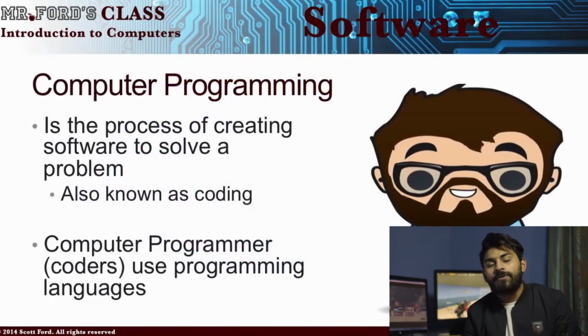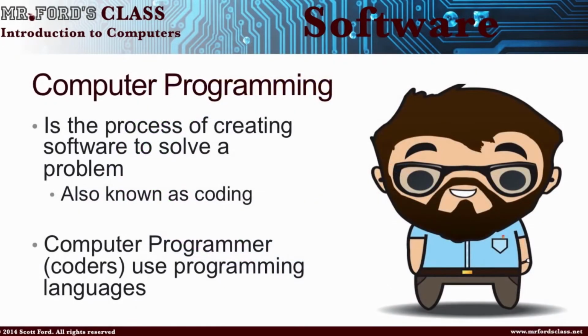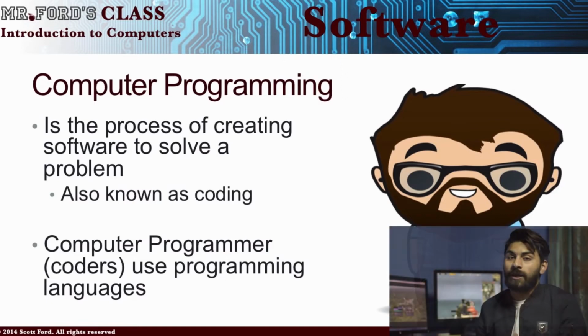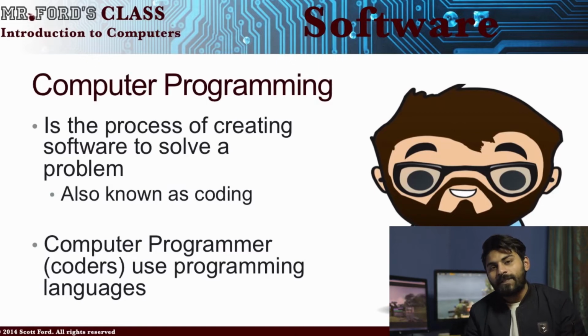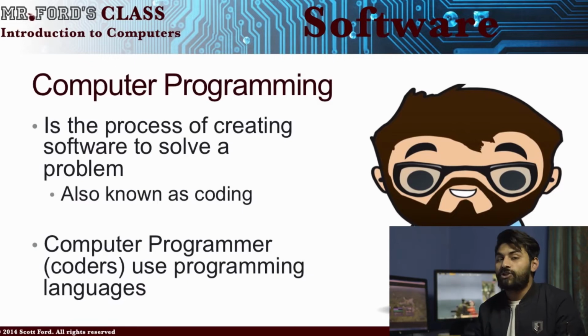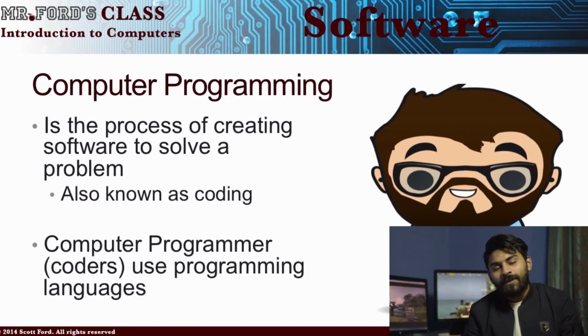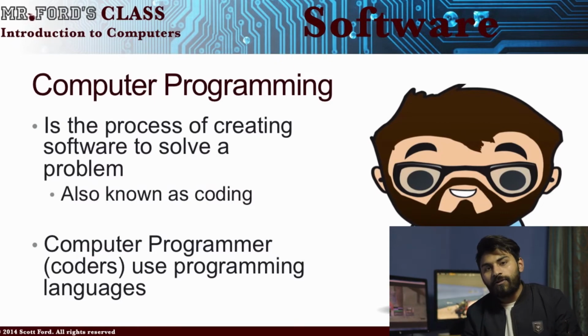Actual creating of software is called computer programming. It's the process of creating software to solve a problem. You might hear us cool kids call it coding. And the people who do the coding are called coders or computer programmers. These are the folks who don't like bright light and drink a lot of energy drinks. They are the computer programmers. They are the ones who are coding the information. And in order to do this, they program via programming languages.